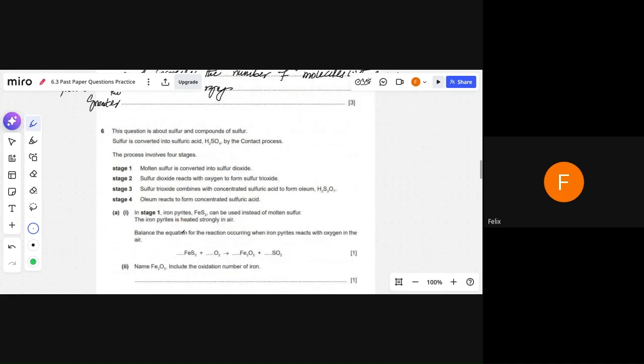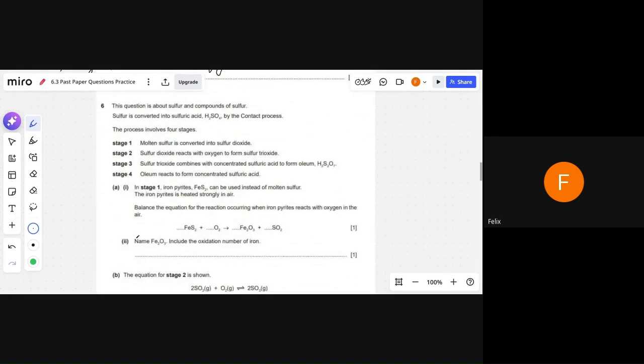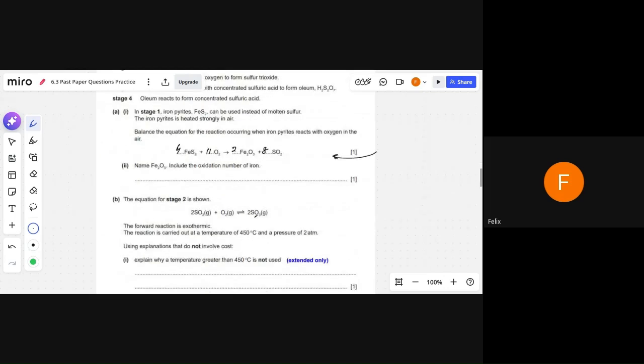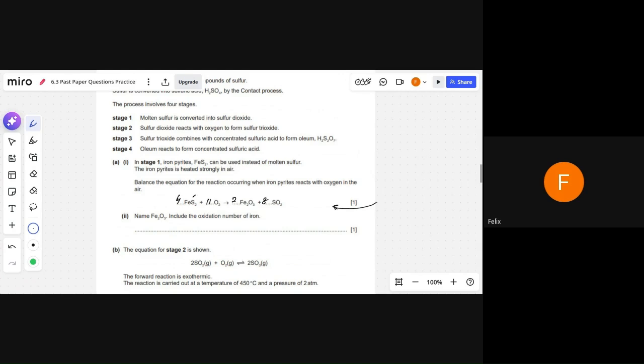Now we move on to this one, balance the equation. Okay, so you can pause this video and try to balance it. The mole ratios are 4, 11, 2, and 8. Okay, a bit tough, but eventually you will be able to do it. But if you take more time on this, just skip this question, solve the rest, and then come back to this, right? You don't need to spend 30 minutes on balancing this equation.